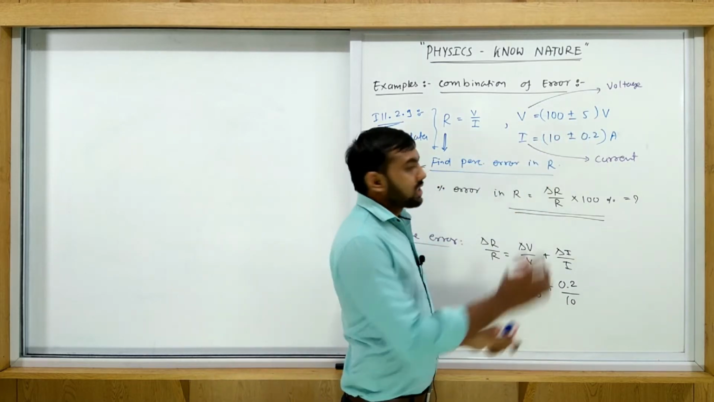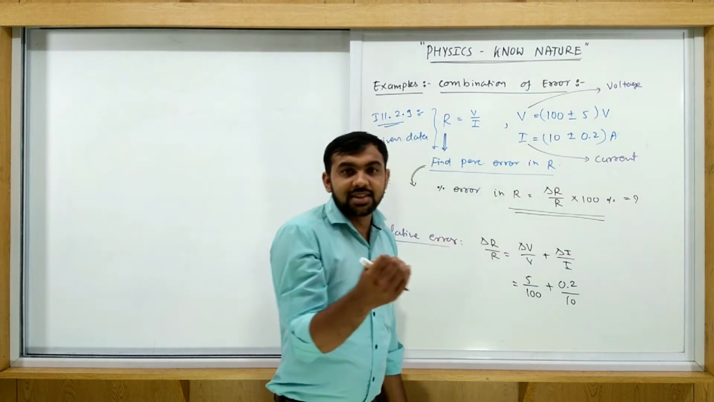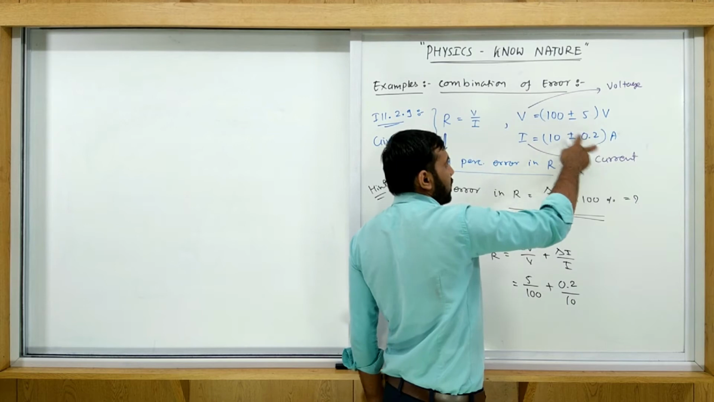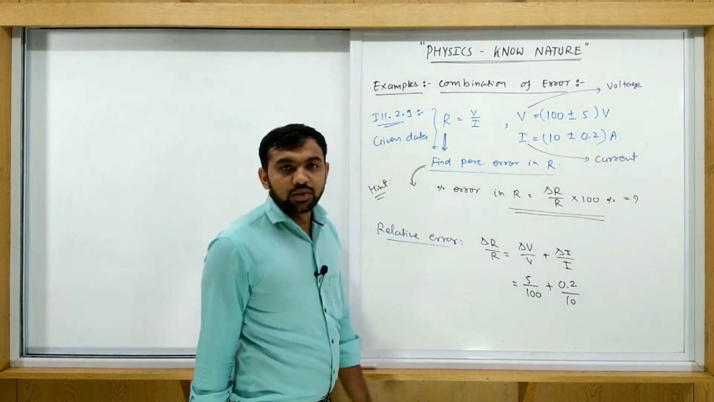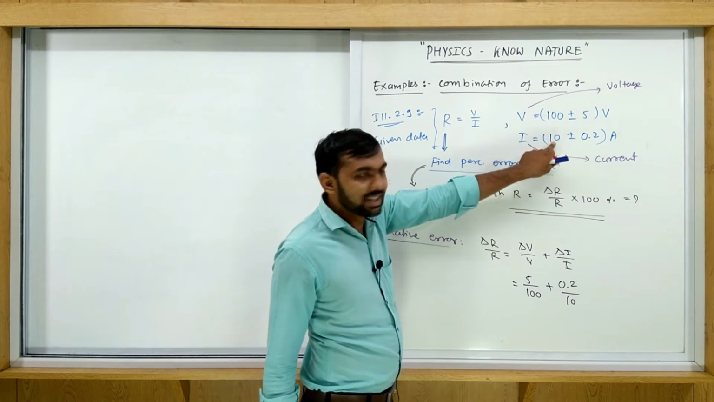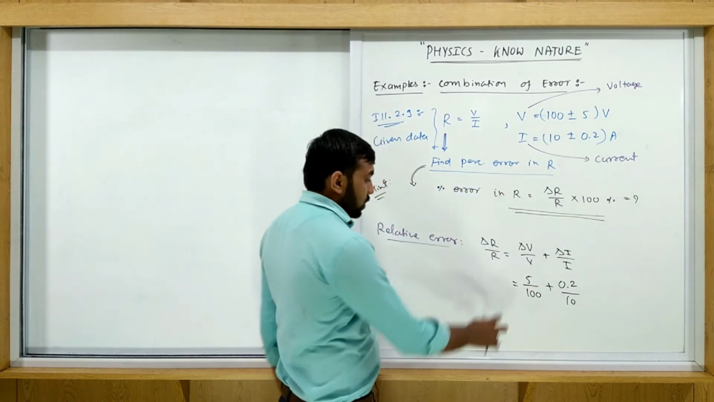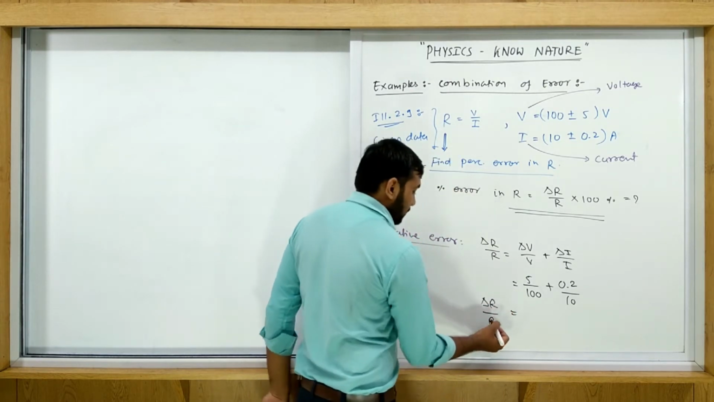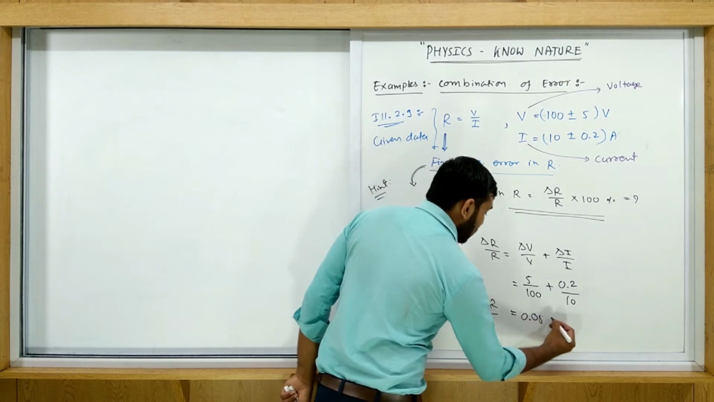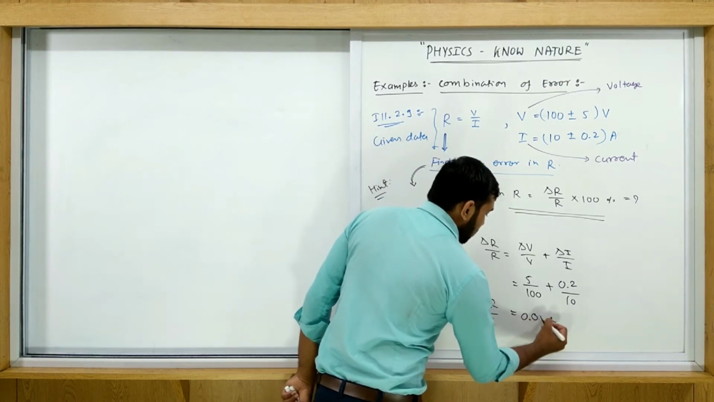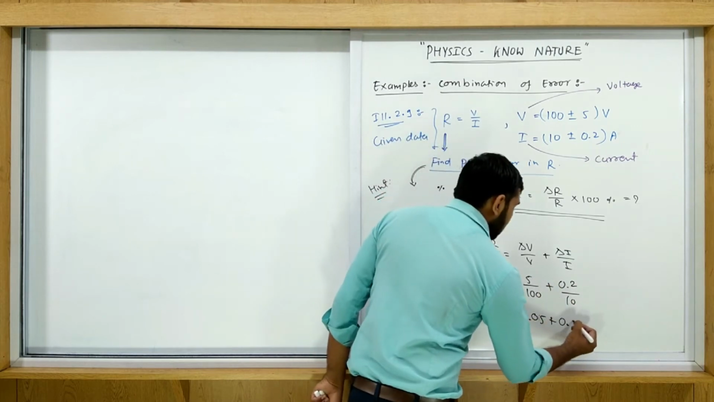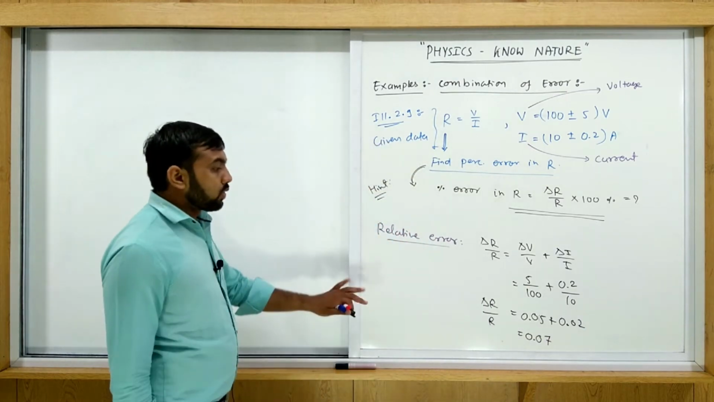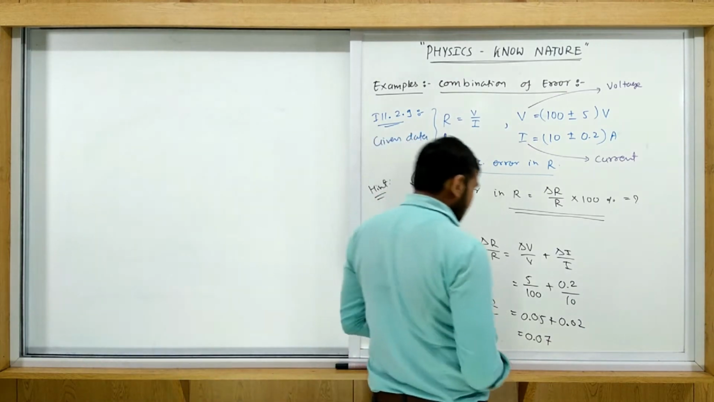The terms after the plus or minus sign represent the absolute error. This one plus or minus 5 and here plus or minus 0.2, and this represents the average or mean value. This 100 represents the average or mean value. So you write it this way. Delta R upon R, 5 upon 100 means 0.05, 0.2 upon 10 is 0.02, total is 0.07. But what do you have to find here?